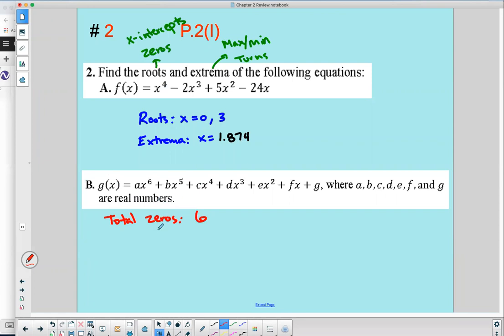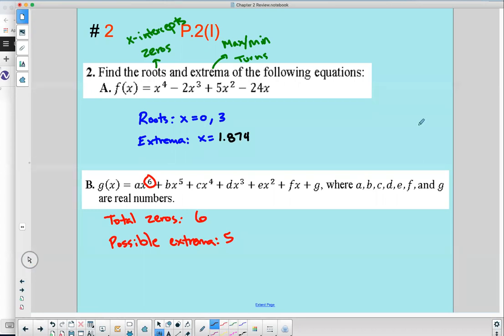I didn't give enough instructions here. I just realized that. I need to add instructions. So this one should be saying how many total zeros? Why'd you get 6? Because your highest power is 6. Perfect. How many turns could it have? Possible extrema. How many possible turns could it have? 5. Very good, Jose. Answer is 5.